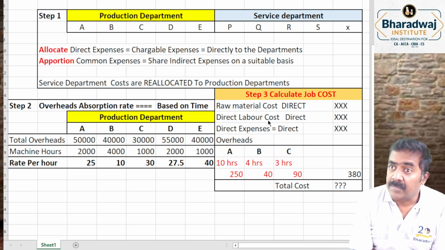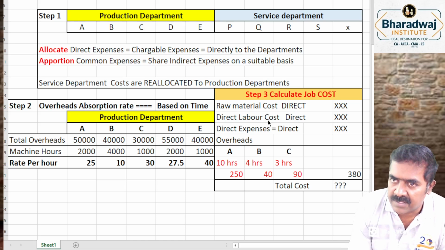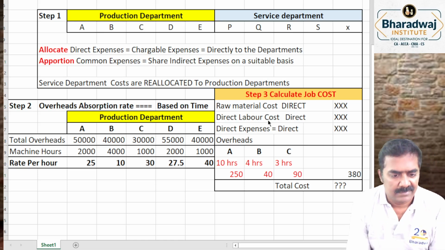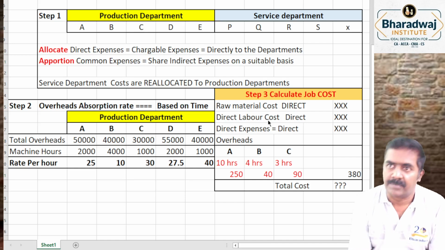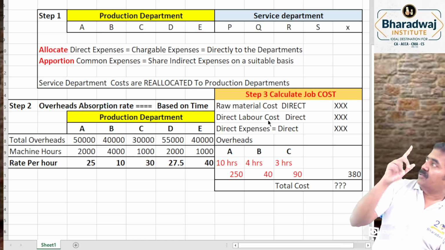Do you understand the meaning of production department? They render work on the product, for the customer. Do you understand the meaning of service department? What do they do? They render work to the production department. So we allocate the service department cost also to the production department.